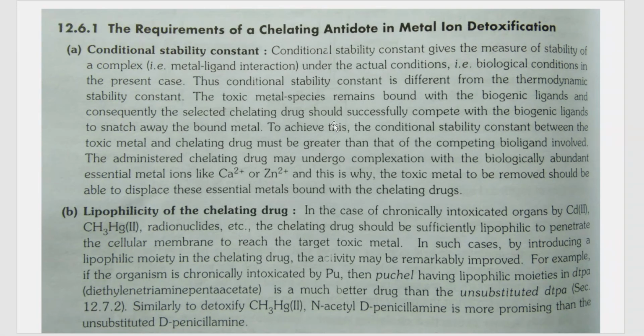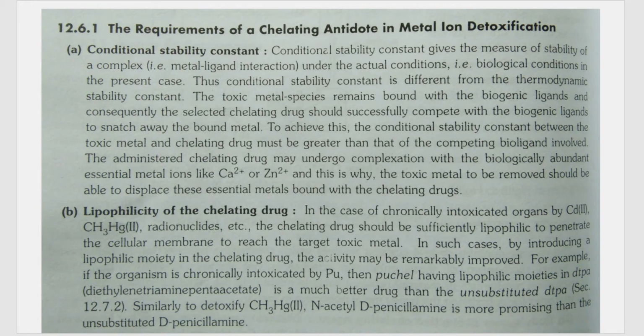It should be able to displace or detach that enzyme from this toxic metal, and itself bind to that toxic metal, correct? Only if it binds can it bring the metal out of the body. So that is the work the chelating drug has to do. To achieve this, the conditional stability constant between the toxic metal to be removed and the chelating drug being consumed must be greater than that of the competing bioligand involved. That is, the conditional stability constant between the toxic metal and chelating drug should be much more than that between the toxic metal and the enzyme or metalloprotein it is already bound to. Only then will it leave that bioligand and attach to the chelating drug, and only then can it be removed. That's why conditional stability constant is a very important factor.